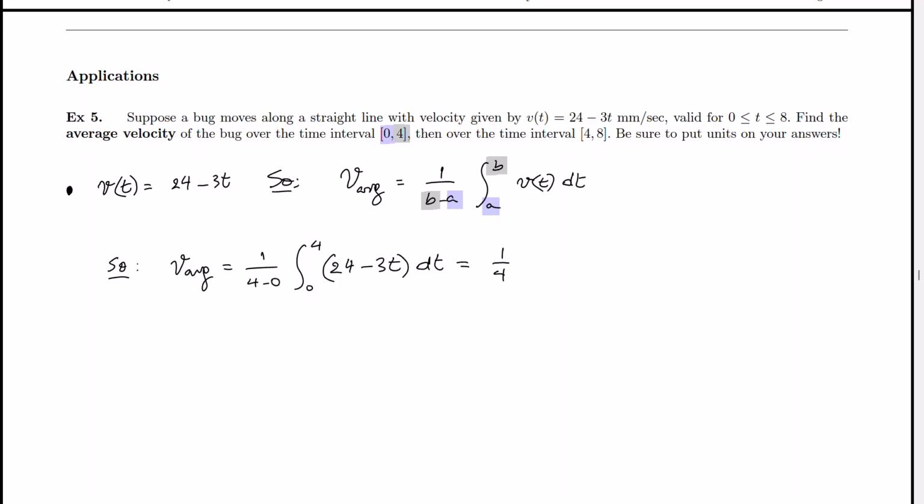And remember where I'm getting these numbers. This is the lower bound, and this is the upper bound. And this v of t is the original function that was provided to me in the problem. I got it from here.